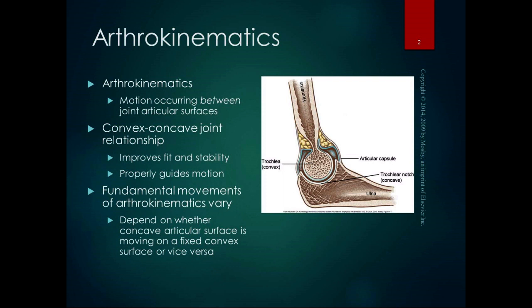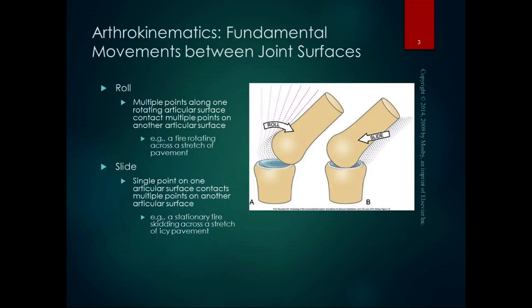The fundamental movements of arthrokinematics vary depending on whether the concave articular surface is moving on a fixed convex or the convex is moving on a fixed concave. So it's sort of the joint version of that open chain, closed chain thing. You're going to get different joint surface movements depending on which side is moving. So we're going to define three different fundamental movements between joint surfaces.